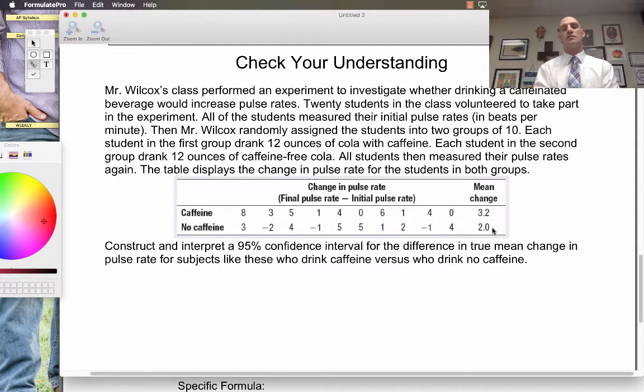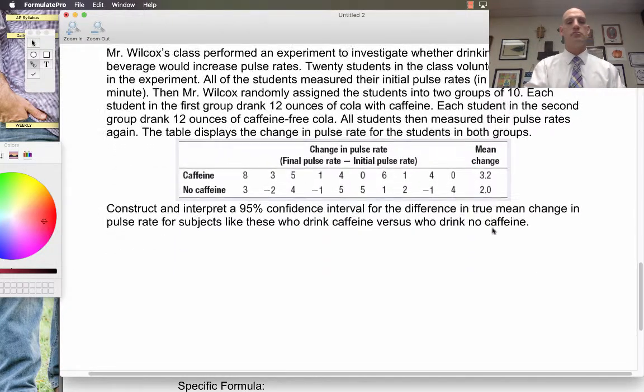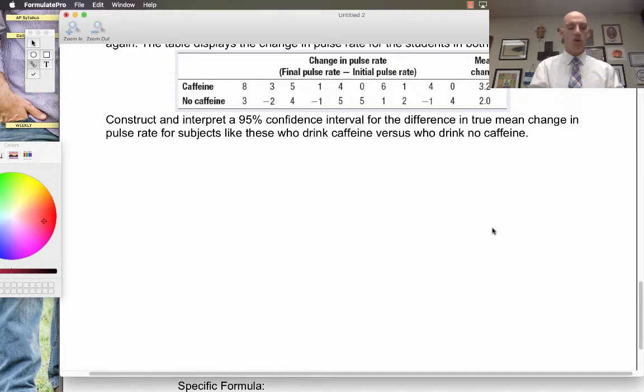So they've already given us the mean amount of change when they have caffeine or no caffeine. They want us to construct a 95% confidence interval for the difference in the true mean change in pulse rate for subjects like these who drink caffeine versus who drink no caffeine. I want you to think ahead of time, though, what is it we're actually measuring? Because we're about to construct a confidence interval. So what are we looking for?